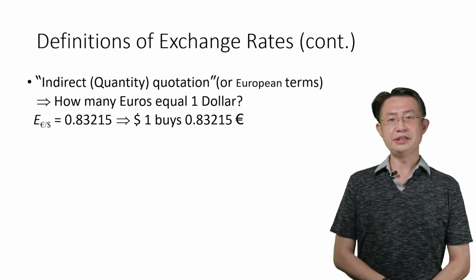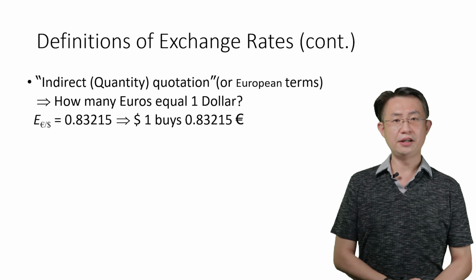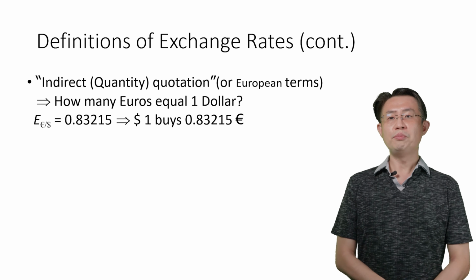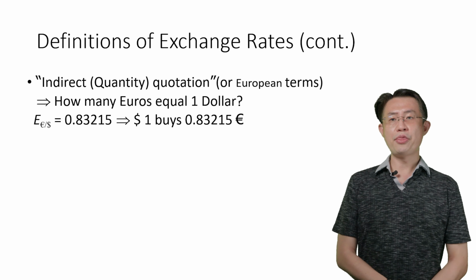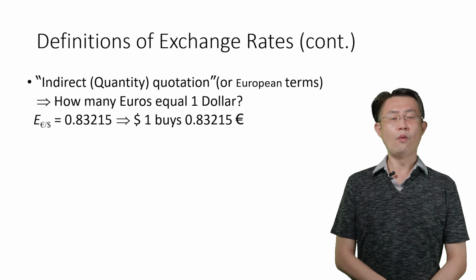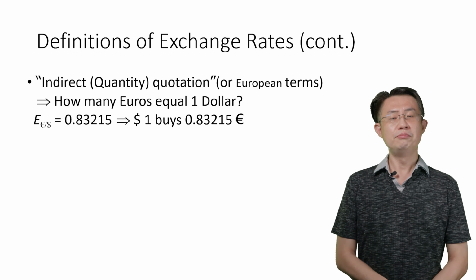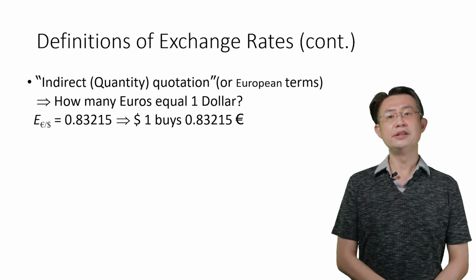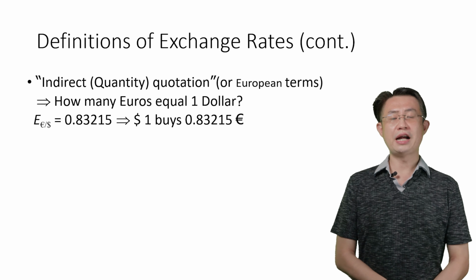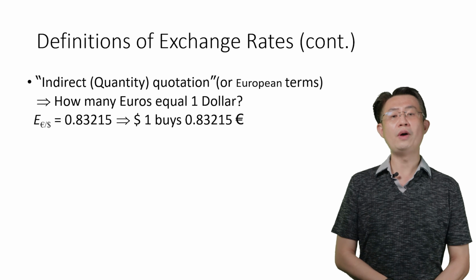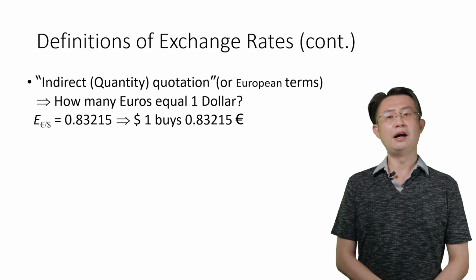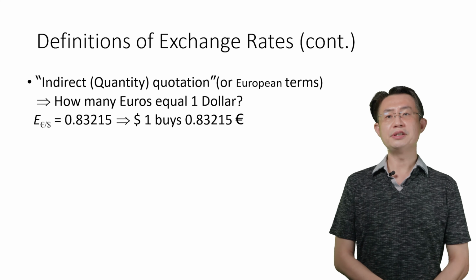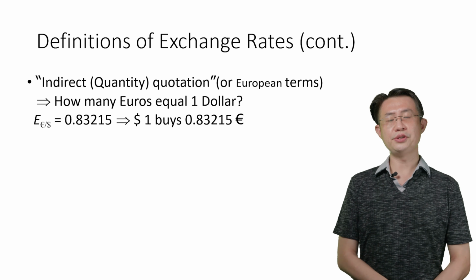We want to measure, if we want to buy $1 US, how much we have to pay in terms of euros. If today's exchange rate equals 0.83215, that means $1 US buys 0.83215 euros. In other words, if you want to buy $1 US, or exchange for $1 US, you have to spend 0.83215 euros. So it's the first way to illustrate the exchange rate.